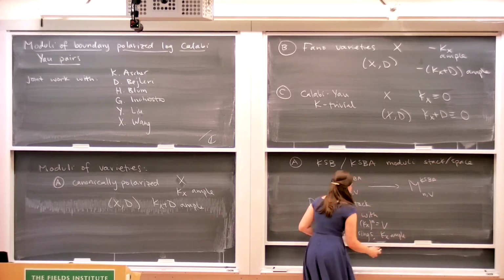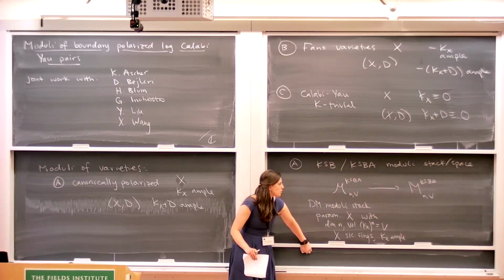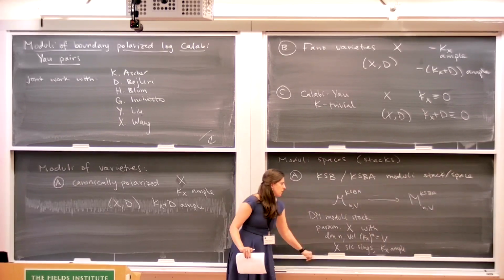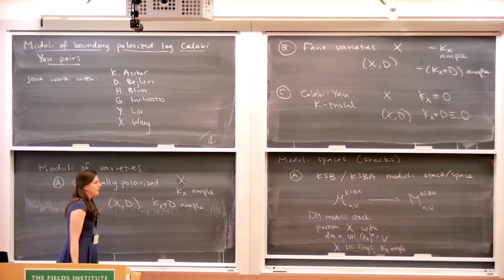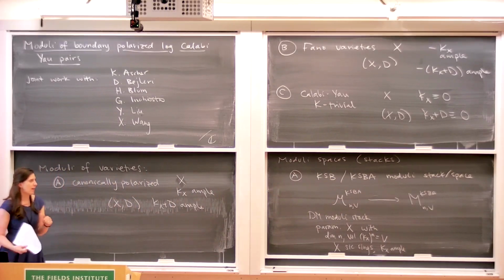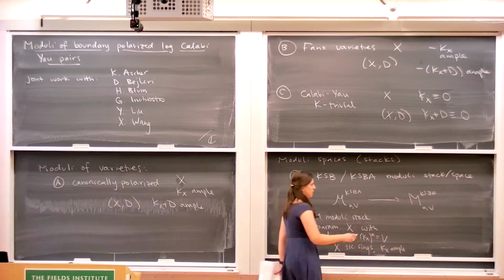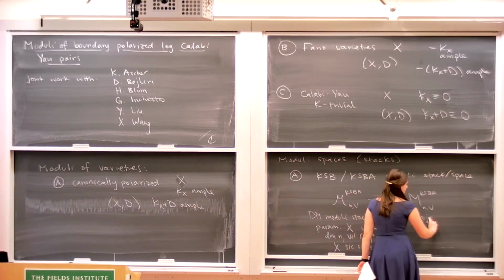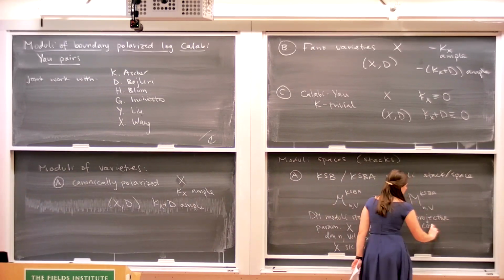I sort of wrote these in maybe out of order, but it parameterizes these objects. It parameterizes all of these canonically polarized varieties of this fixed dimension and volume, and it has this map to the projective coarse moduli space.